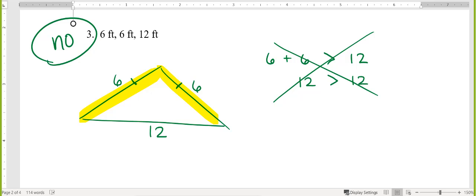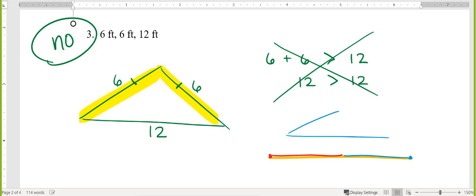In fact, here's the side that has the length of 12. If you started on one side and did a length of 6, and on the other side you did a length of 6, you would just have three flat lines on top of each other. There would be no angle. You could never actually make it look like that.